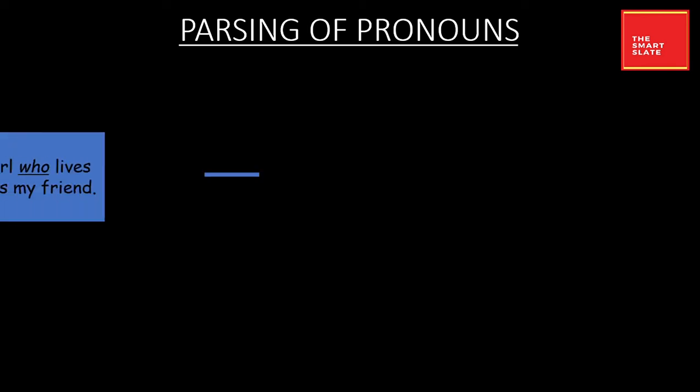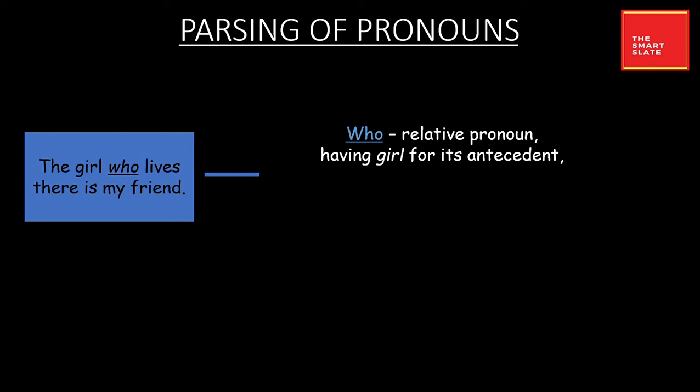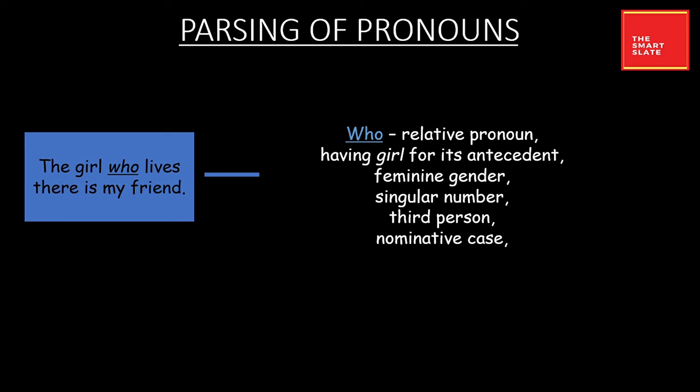Next sentence, the girl who lives there is my friend. Who is again your pronoun, but it is not an interrogative because there is no interrogation mark, so it's a relative pronoun. Having girl for its antecedent, it's in feminine gender, singular in number. We know who is usually for third person, nominative case because it is in the subject of the sentence before the verb lives. If it was after the verb, then the case would have been accusative. So it is the subject of the verb lives.